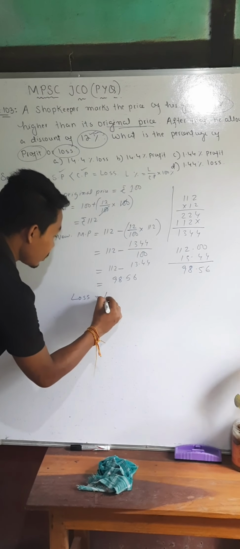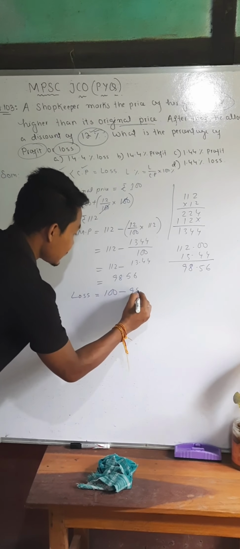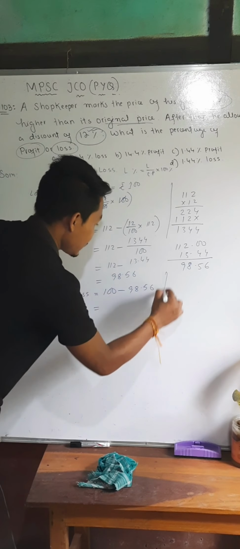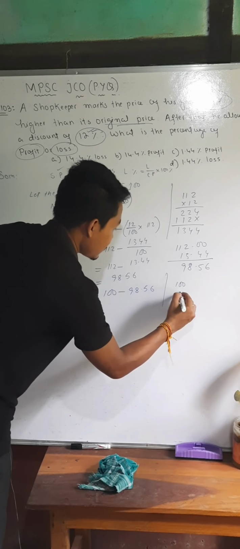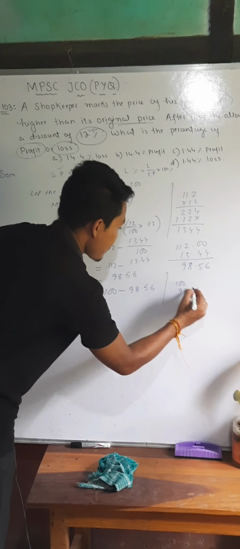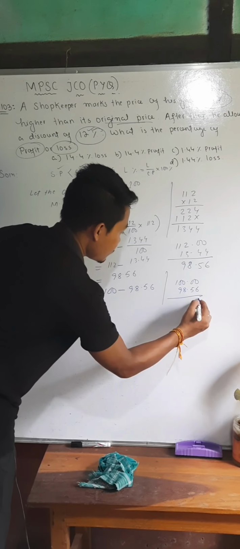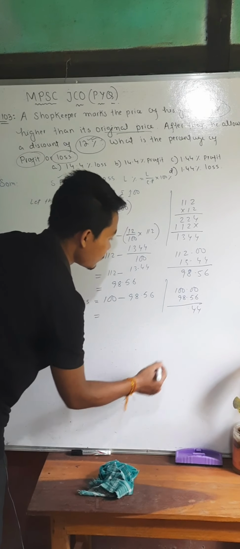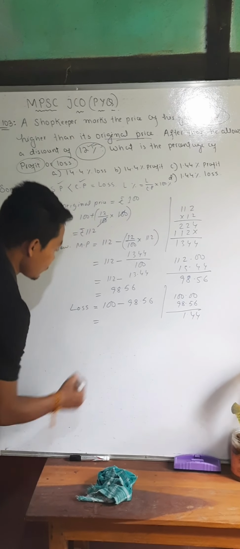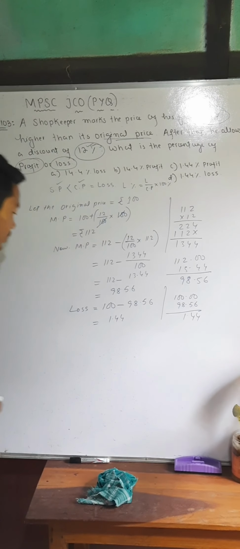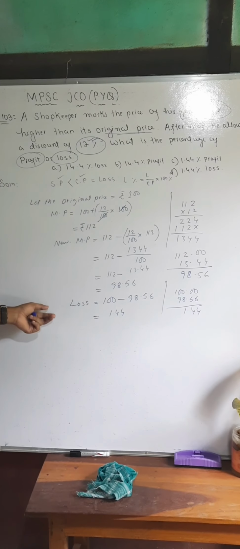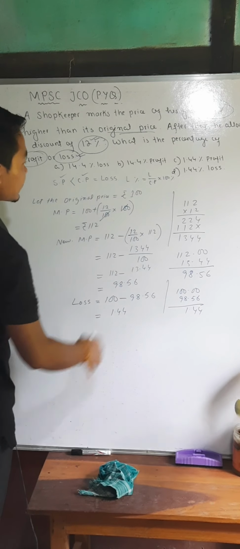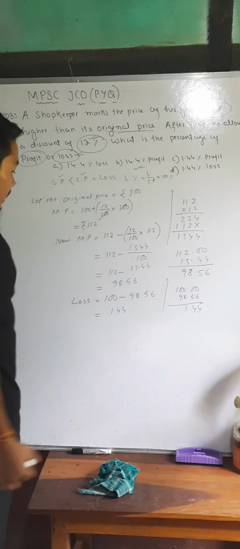From 100 minus 98.56, which will give us 1.44 rupees, the total loss. Now we need to find again the loss percentage. What is the formula of loss percentage? Loss by CP into 100%.